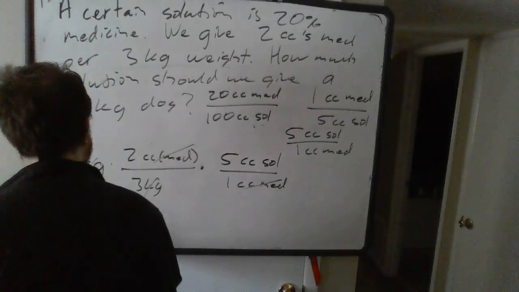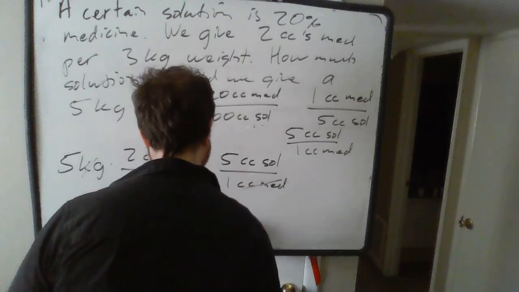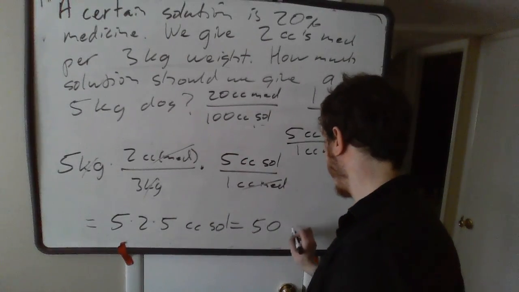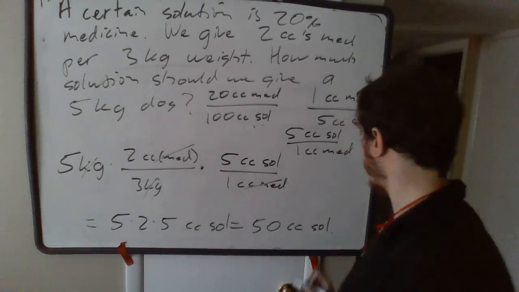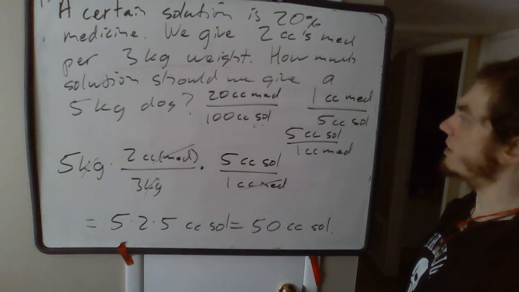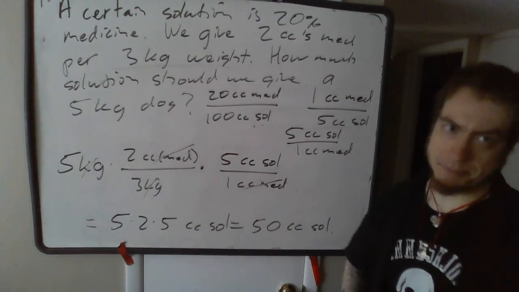So this is going to come out to be 5 times 2 times 5 cc's of solution, which is equal to 50 cc's of solution. So the answer is I need to give 50 cc's. Seems like quite a lot for a dog, but, well, these numbers are kind of made up.